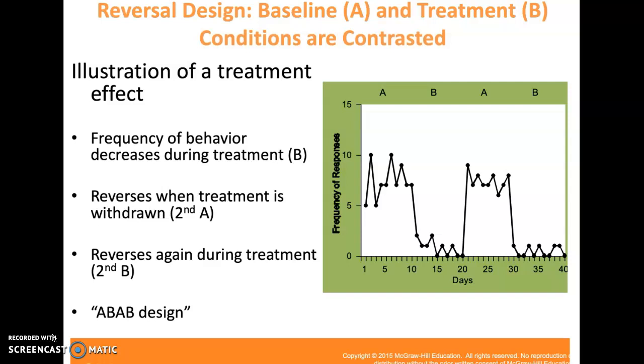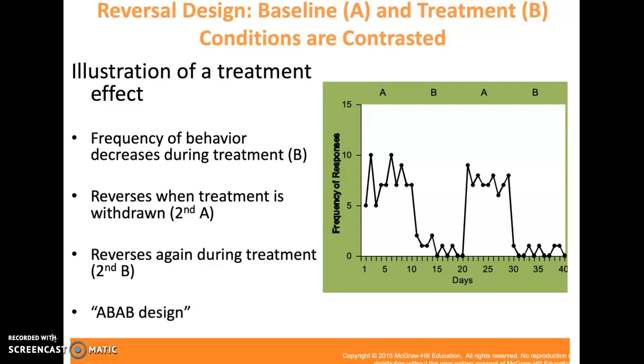So you see that shift from A to B. During A, the responses were fairly frequent. During B, they dropped off quite a bit. Following that treatment phase, it's reversed. So we take away the treatment to see if the participant will go back to baseline. And in this case, that is what happens. The participant without the treatment goes back to baseline.